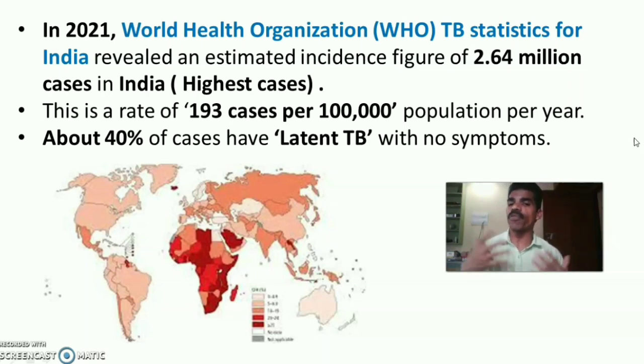Out of that, about 40% of the cases are of the type latent TB, with no clear-cut signs and symptoms of tuberculosis. That is the significance: the Indian government faces difficulty in diagnosing all the TB patients and giving accurate treatment.